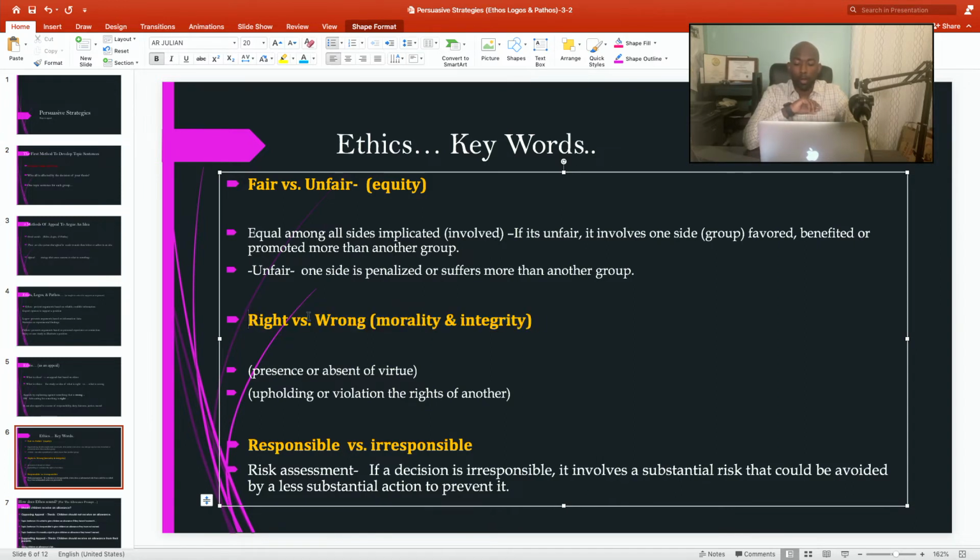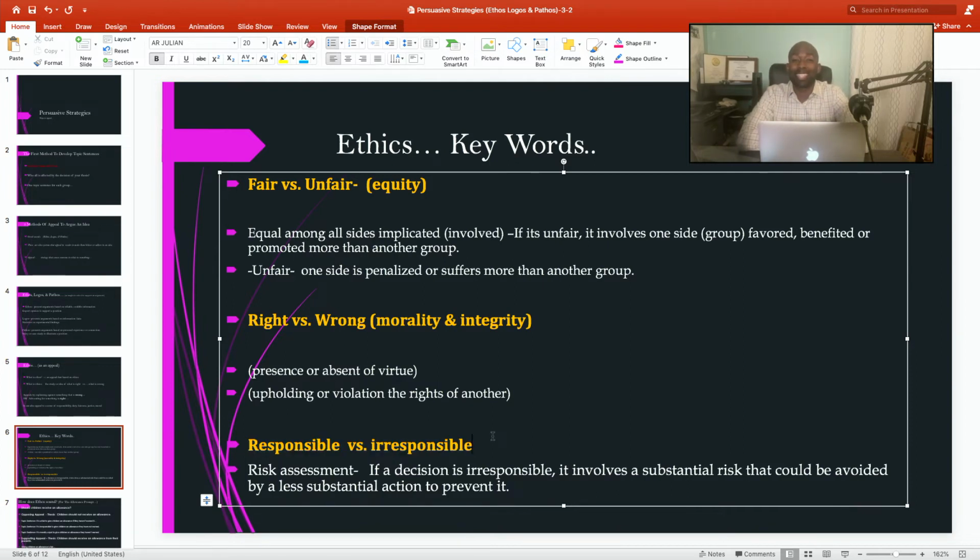Second, right versus wrong, morality and integrity. This one's kind of two-pronged, I think. You can make a case for something as the right course of action or the wrong course of action based upon the presence or absence of virtue. That means the presence or absence of goodwill involved, or whether or not it upholds or violates somebody else's rights. I can make a case for something as the right course of action if it upholds somebody else's rights, or I can make a case for something as the wrong course of action if it violates somebody else's rights. Okay? And then you got responsible versus irresponsible.